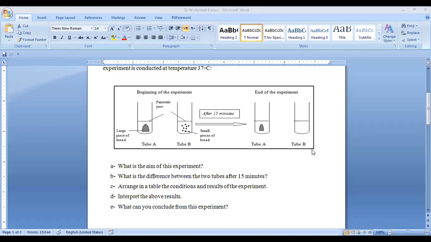This indicates that complete digestion occurs where? In tube A or tube B? What do you think, Razan? Complete digestion occurs in tube A or in tube B? Complete digestion occurs in tube B. B, excellent. While in tube A, what do we call digestion? It's called partial digestion. Okay, thank you. Can you give me, Huda, the conclusion here? What is the conclusion whenever we have a large piece and a small piece? What is the conclusion here?